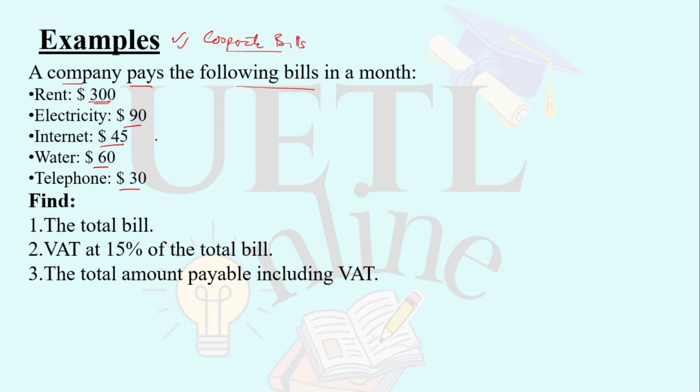Let's take a look at how we calculate. The first thing is to calculate the total bill. To calculate the total bill, our duty is just to add these. So we're going to say 300 plus 90 plus 45 plus 60 plus 30. 300 plus 90 is 390, 390 plus 45 becomes 435, 435 plus 60 becomes 495, and 495 plus 30 becomes 525. So our total bill is $525.